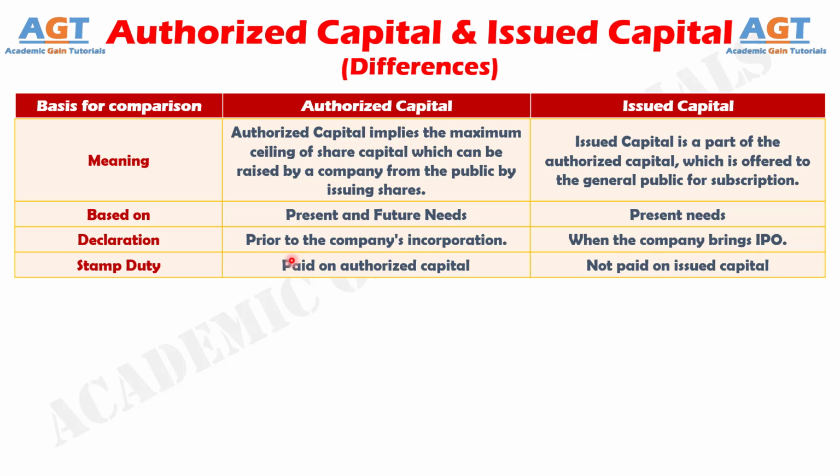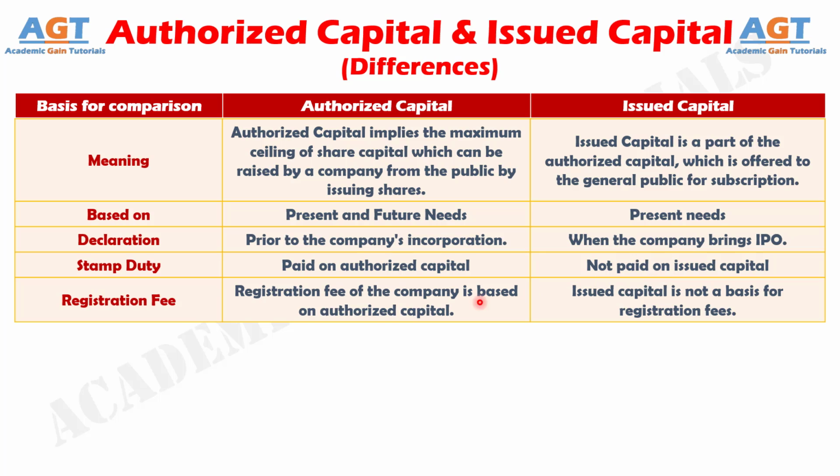Number 4. Stamp duty paid by the company is based on the amount of authorized capital, whereas issued capital does not form the basis for calculating stamp duty. Number 5. The registration fees of the company are based on the authorized capital, whereas the registration fees of the company are not based on issued capital.